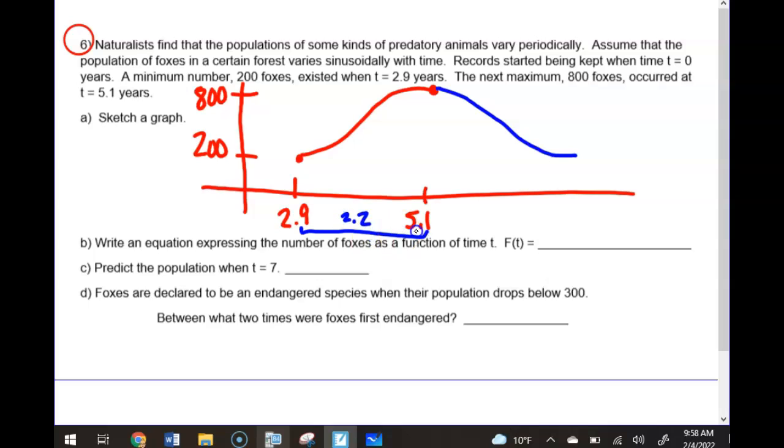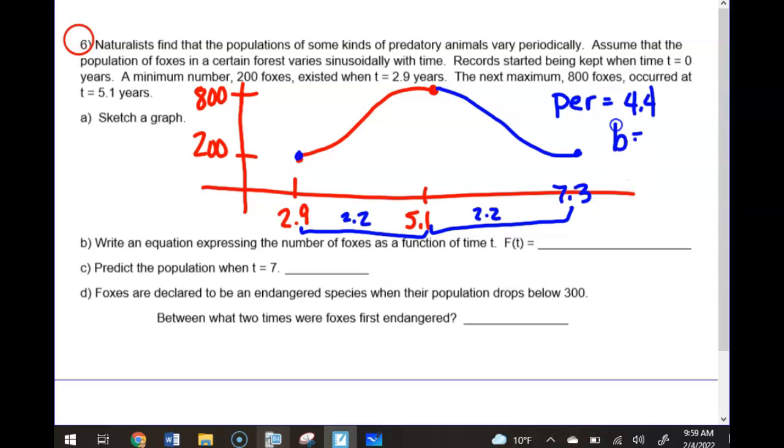Okay, so what is another 2.2 after that would be 7.3. Or we could go backwards if we wanted a 2.2, but I didn't leave myself room. Okay, I really don't need that 7.3 number. What I need is the length of a period. How long is a whole period? 2.2 plus 2.2 or 4.4.